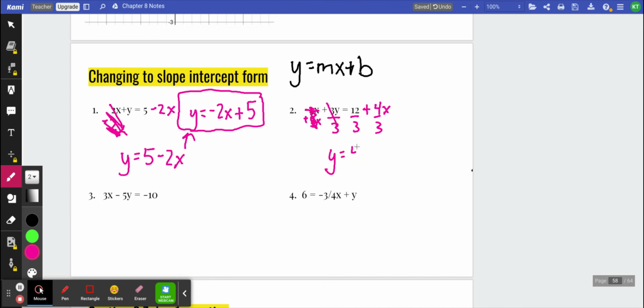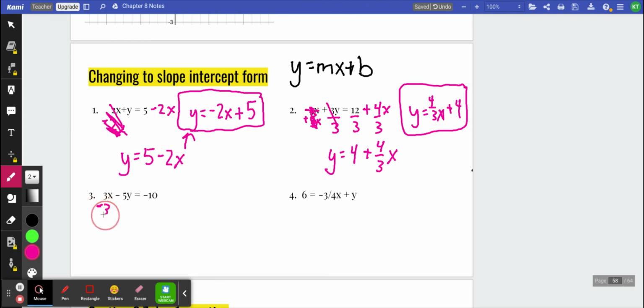12 divided by 3 is 4. Right, 4 divided by 3 would give me a decimal, so I'm going to leave that in fraction form. Right, and that's okay to leave my answer. Right, I have an intercept of 4, a slope of rise 4, run 3. But remember, the answer key would be y equals 4 over 3x plus 4. Okay, either one's fine. Just know when you're checking your work, it'll rearrange that.